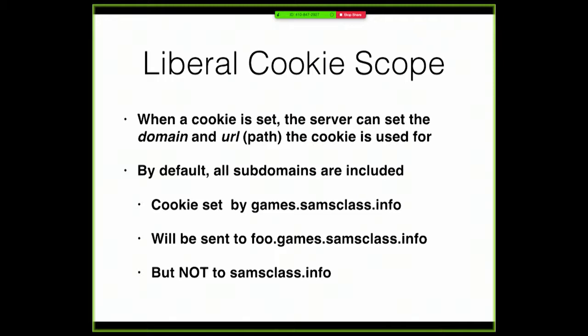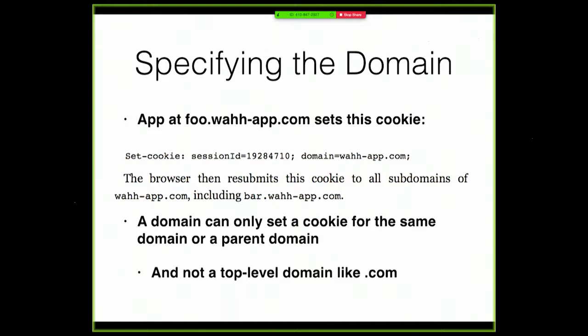So if the app at waapp.com sets this cookie with a domain of waapp.com, everything that ends in waapp.com, including bar.waapp.com, will get that cookie. You can only set a cookie for the same domain that the page is at, or a parent domain. You cannot set a cookie to something like .com, that would be awful.